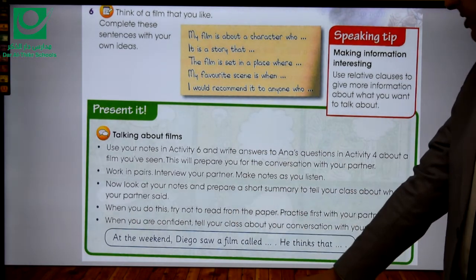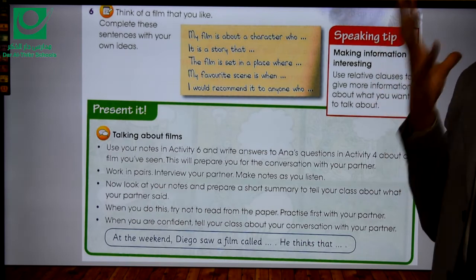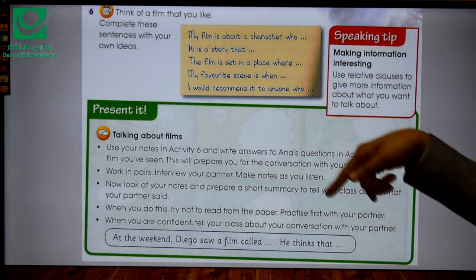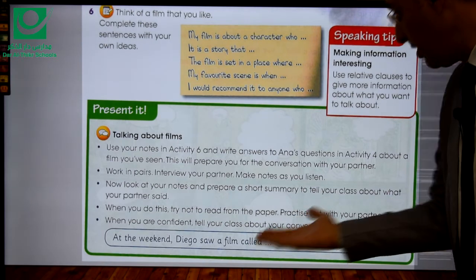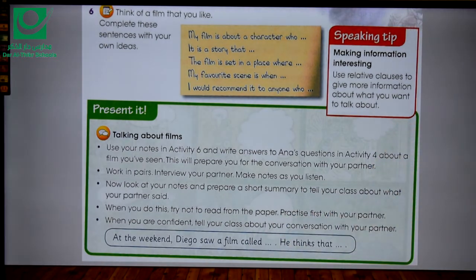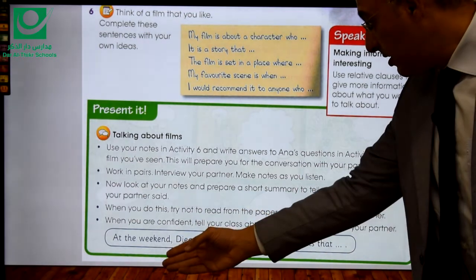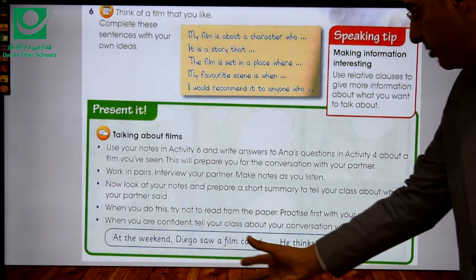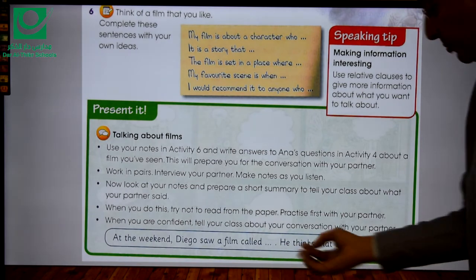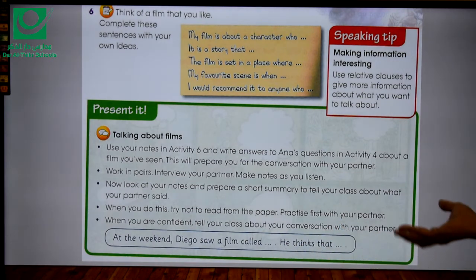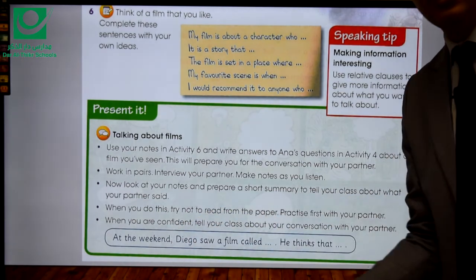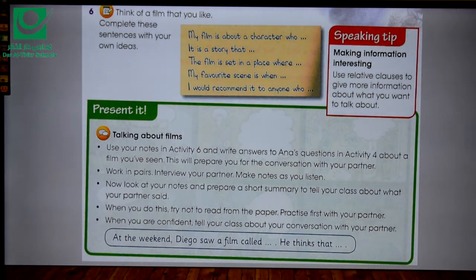When you're confident, what do you mean by confident? You trust yourself and you're able to do it in front of others. So tell your class about your conversation with your partner. So conduct your conversation. This is a speaking exercise, of course. At the weekend, Diego saw a film called Complete. He thinks that this is a good beginning for a conversation or for telling about some people's opinion about a film.